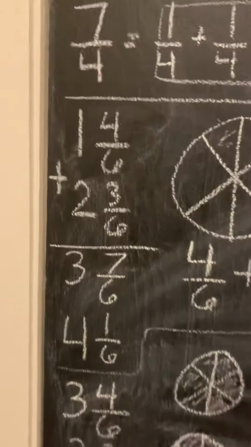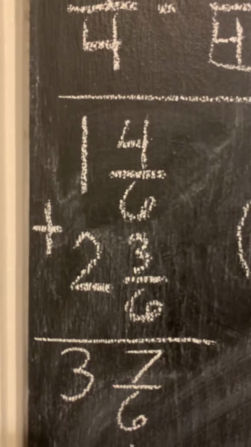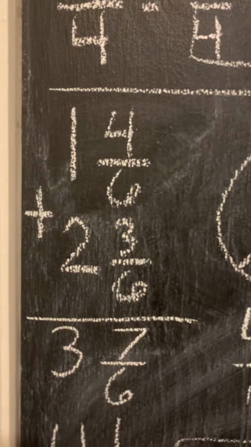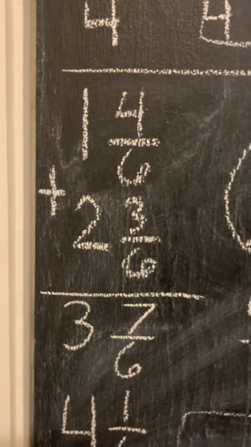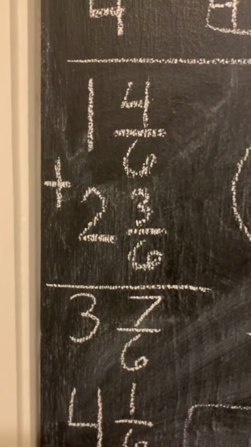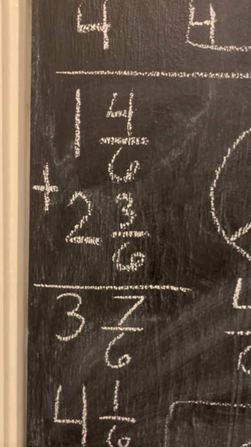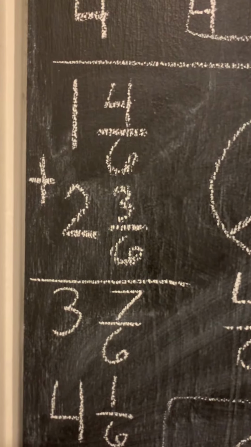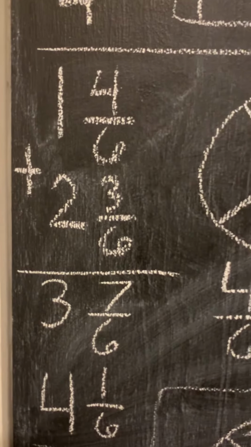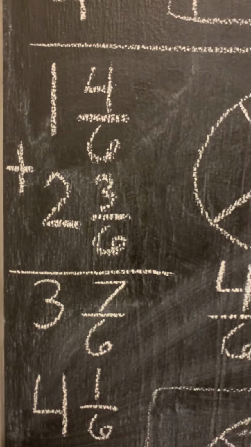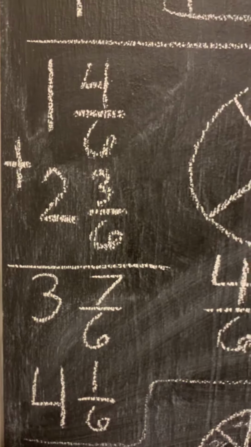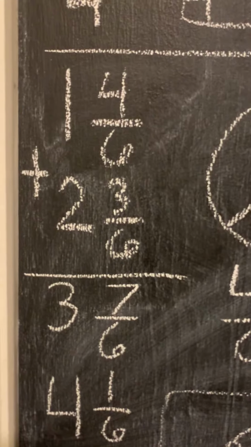Let's look at this problem right here. 1 4/6 plus 2 3/6, okay? Let's start off by adding the whole numbers. 1 plus 2 equals 3, very good. All right, now let's add our fractions together. 4/6 plus 3/6. We know how to do that, right? That's 7/6. We add the 4 and the 3 and leave our denominator 6. So 3 and 7/6.